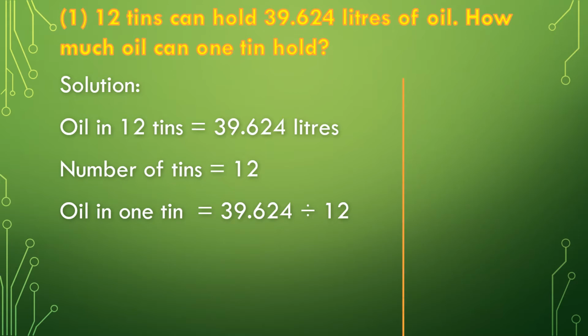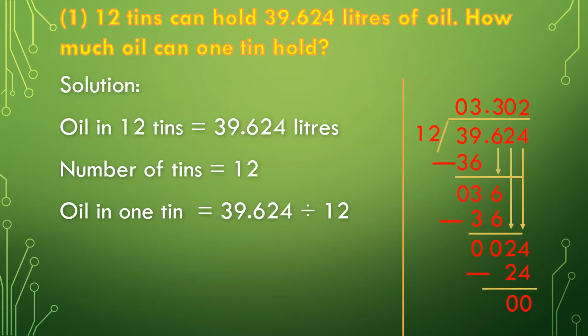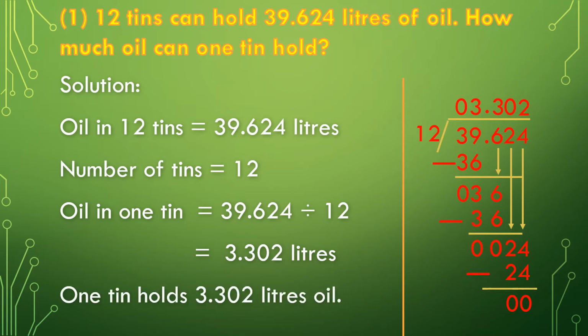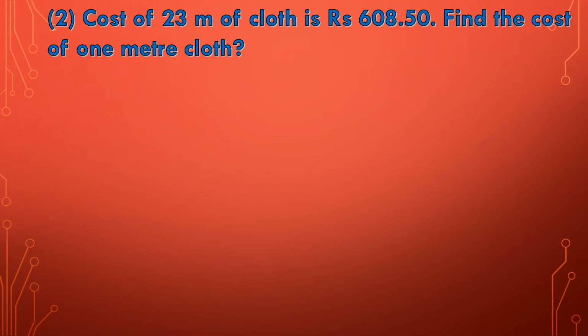Now divide 39.624 by 12. Everyone knows how to do division. So pause the video and do the division on your own and check. The quotient is equal to 3.302 liters. So the last statement is one tin holds 3.302 liters of oil. Let us solve one more question.